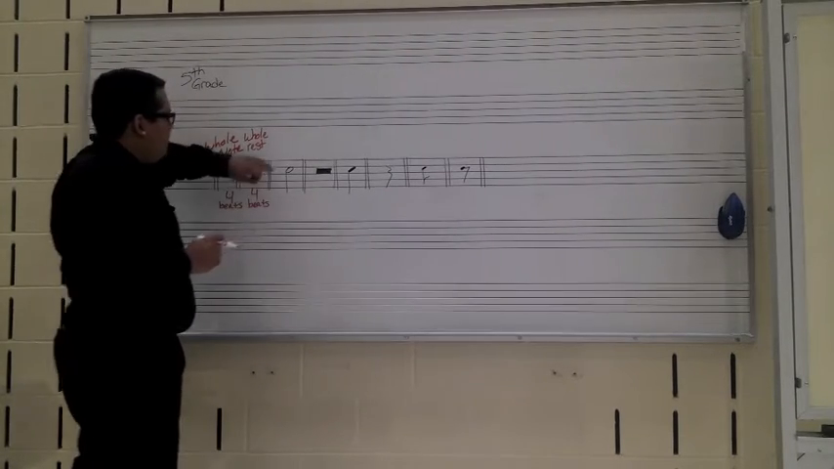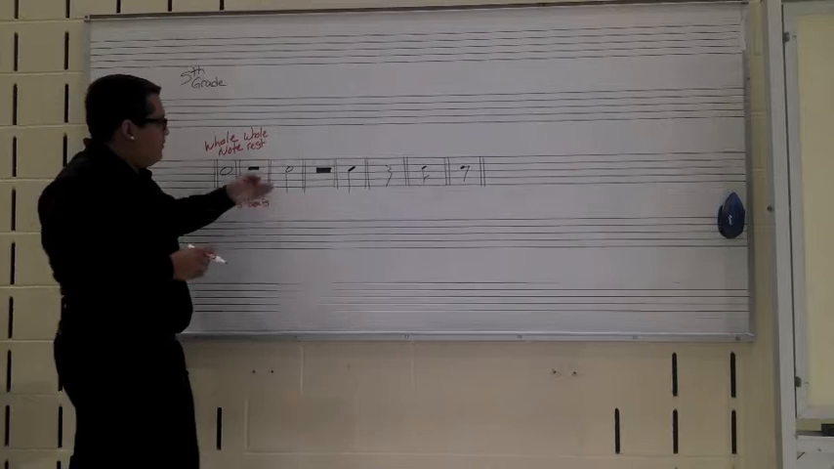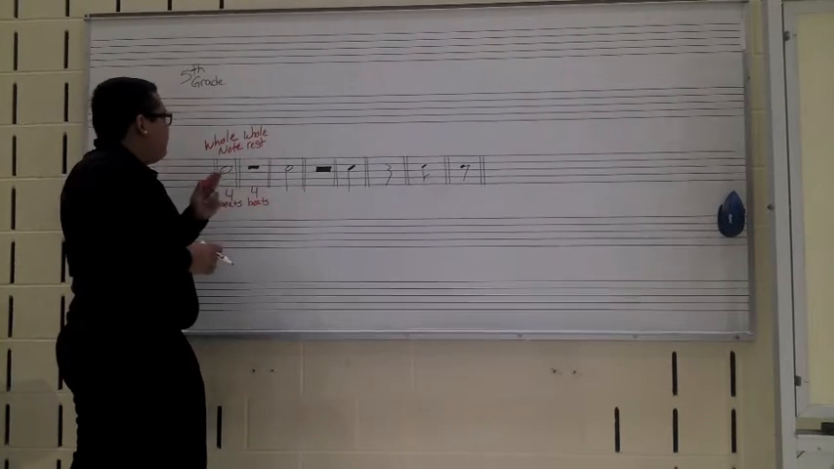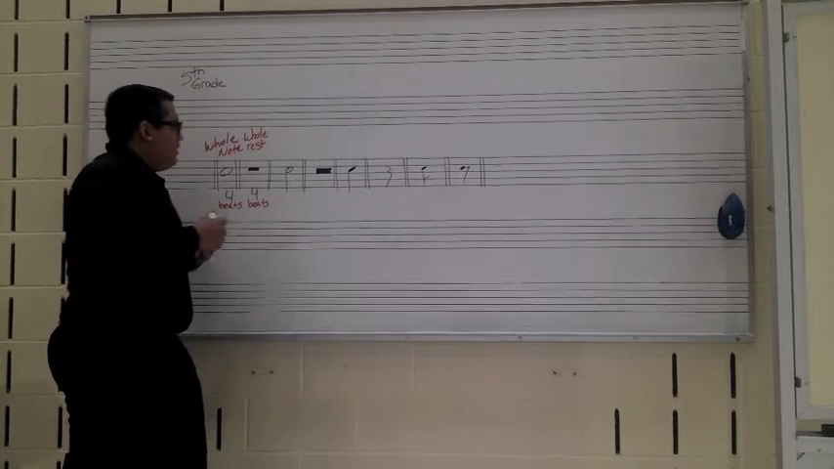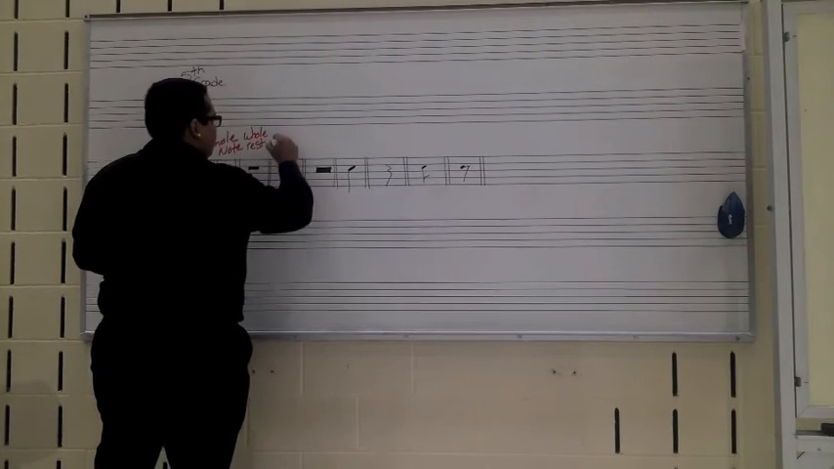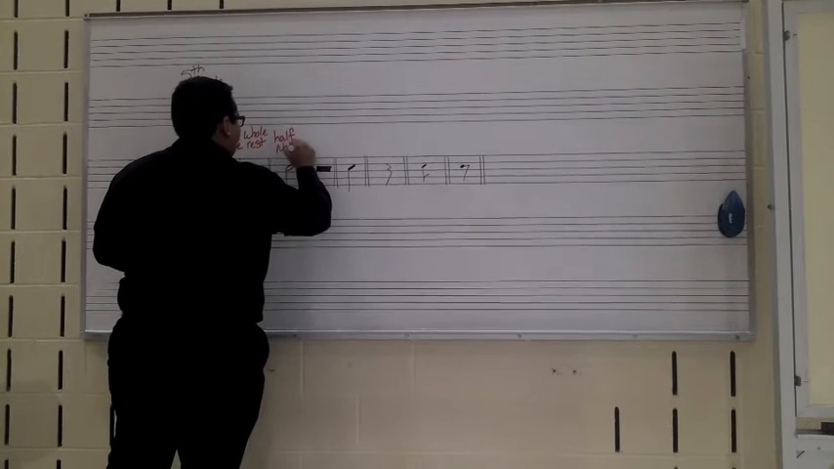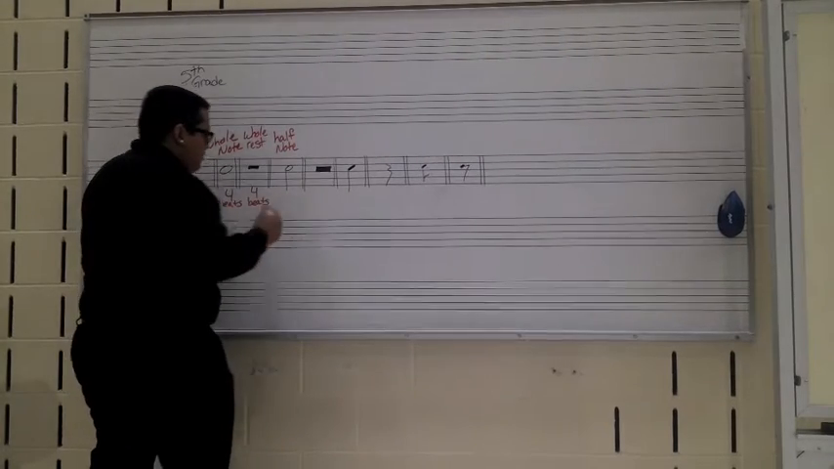Here you have the same circle but with a little stem. This is for 2 beats and it is called a half note. And again, it is for 2 beats.